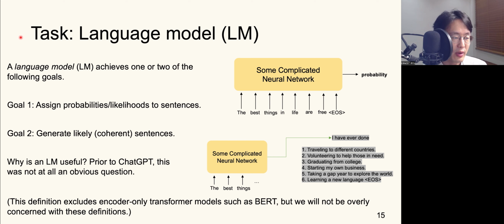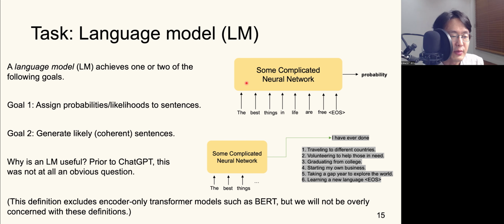A language model, abbreviated as LM, is called a large language model when it is large, but we'll get there one step at a time. A language model achieves one or two of the following goals. Goal number one is to assign probabilities and likelihoods to sentences. Goal number two is to generate likely and coherent sentences. So this is goal number one.